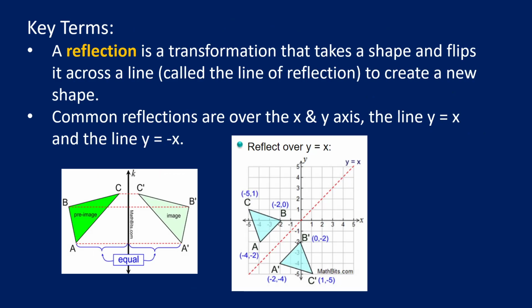Right, the other part of this lesson is reflections. When we reflect something, we think of it as like a mirror image. It is a transformation that takes a shape and reflects it or flips it over a line called the line of reflection to generate a new image. And you can reflect over any straight line. Most often in this class, we are going to reflect over the axes or y equals x or y equals -x. And we'll go through some examples of how to do these.